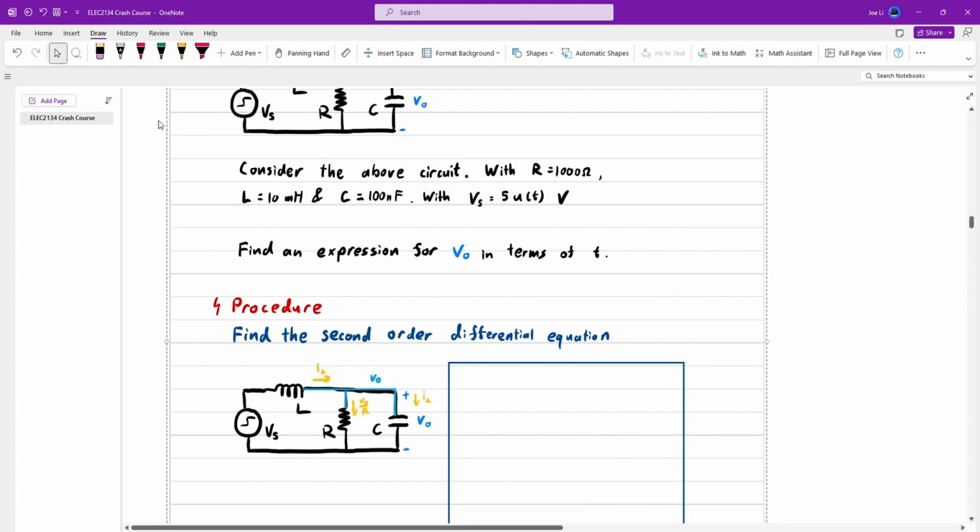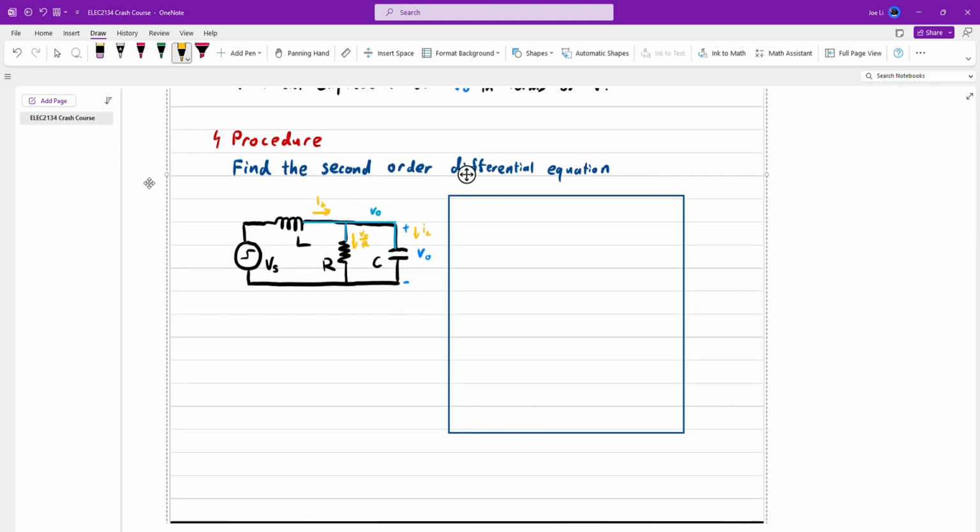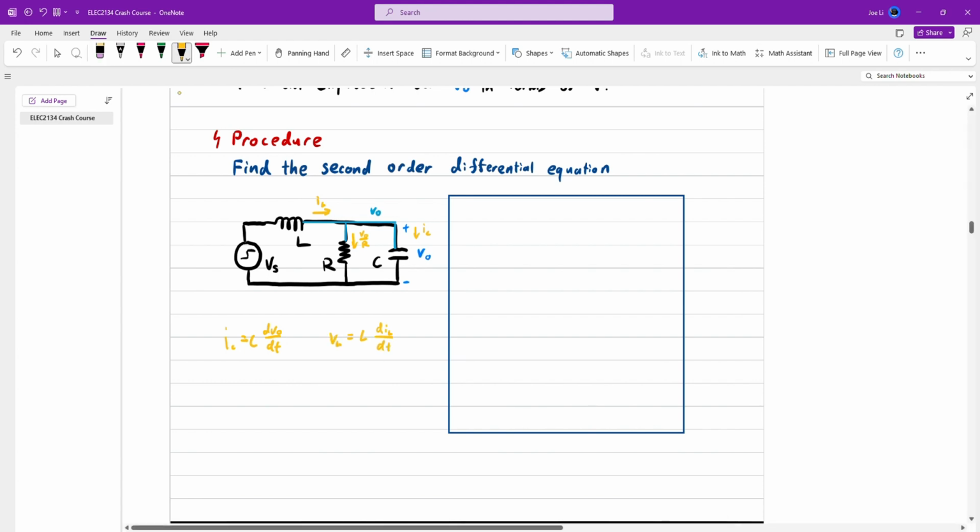Now, the cool thing about IC is you can kind of derive it. IC equals C dV naught/dt. Another equation is the inductor one: VL equals L diL/dt. Okay, very important. I want to say this is VL. VL equals L di/dt. You'll know why later.